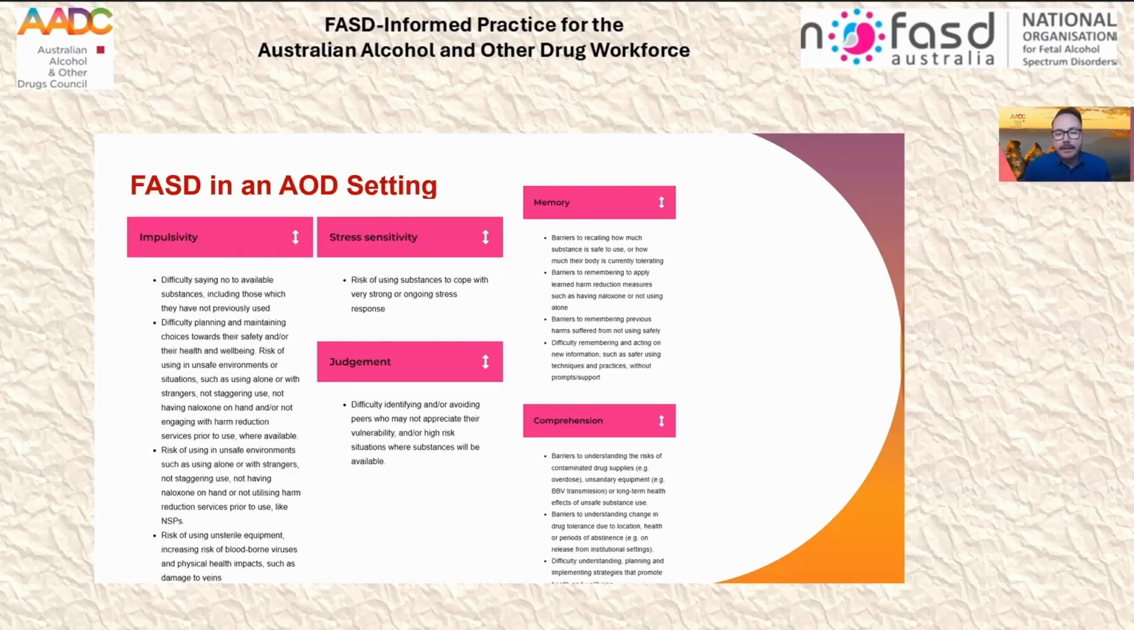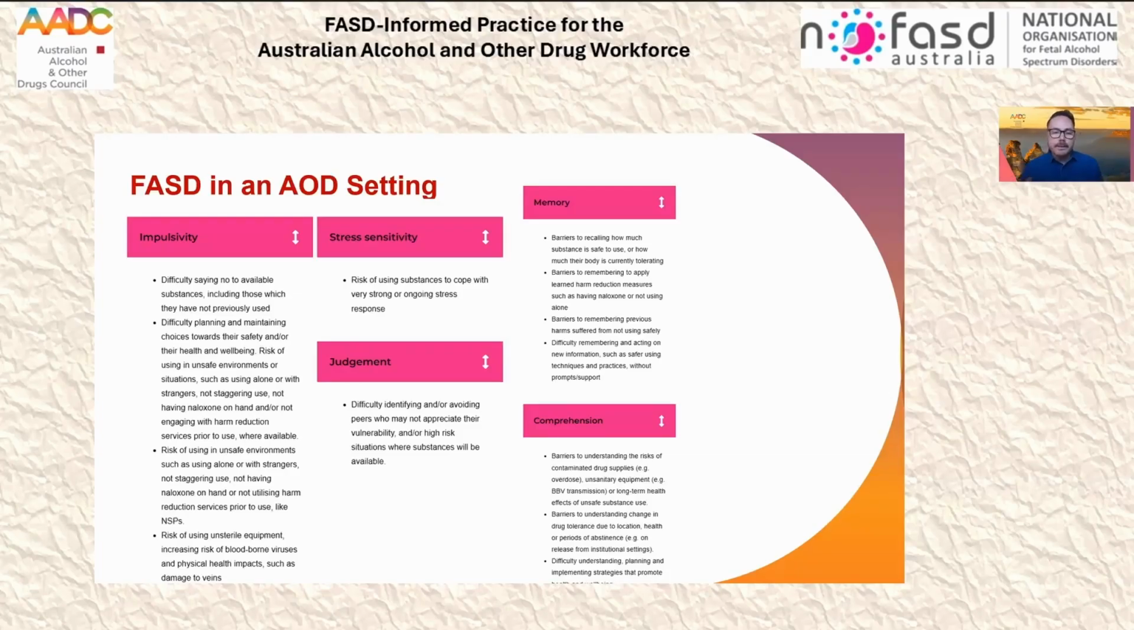And finally, FASD affects our comprehension, and it might present itself as an inability for a person to understand, plan, or implement the strategies that promote their health and well-being, or understand that their tolerance for certain substances might drop after a period of abstinence, for example, if they've undergone residential treatment.